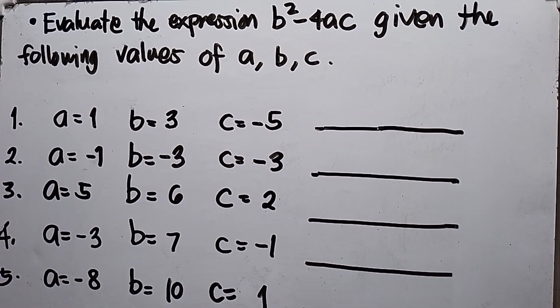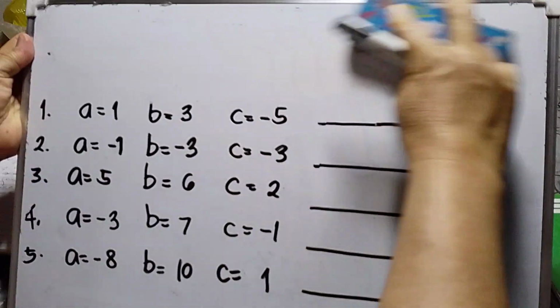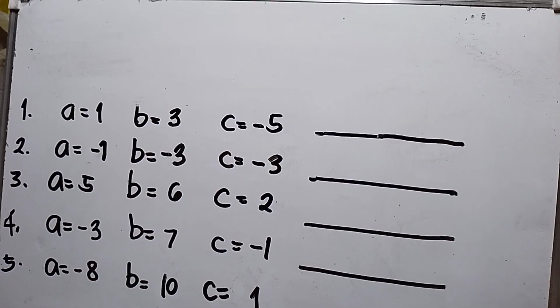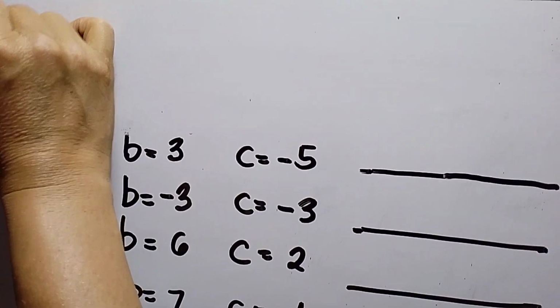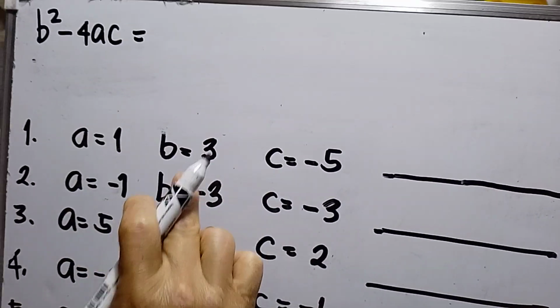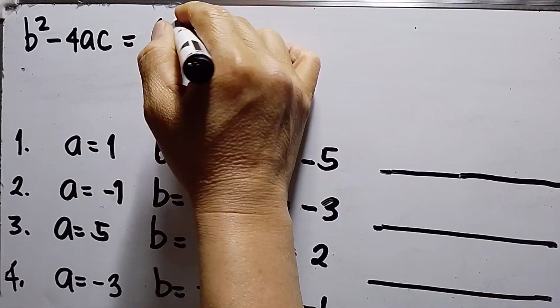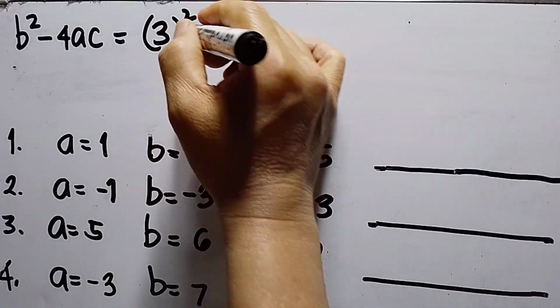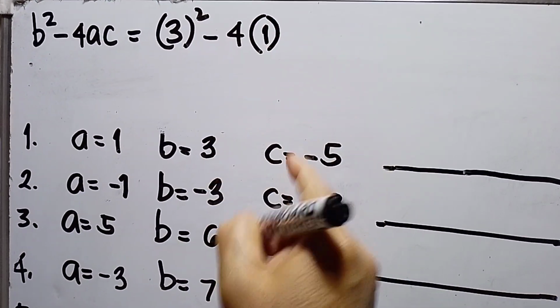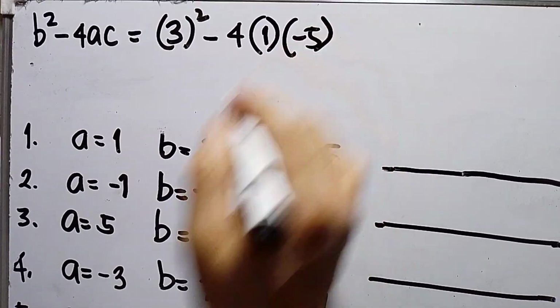So I have here number 1, a is equal to 1, then b equals 3, and c equals negative 5. So by using this formula, b squared minus 4ac, my b is 3, and then I need to square this one. Then minus 4 times a, which is 1, then c is negative 5.